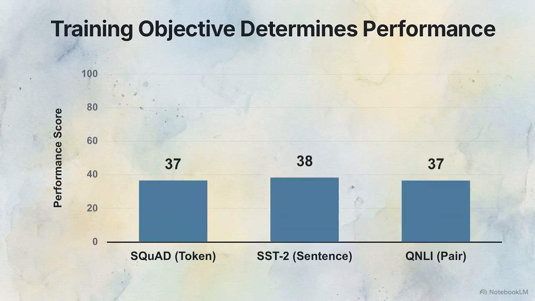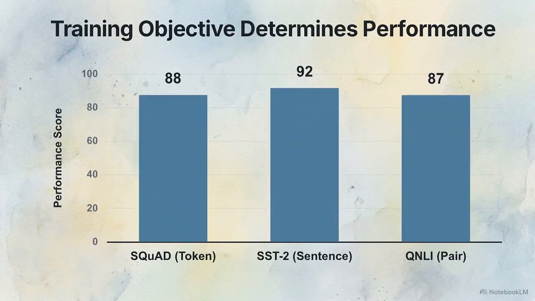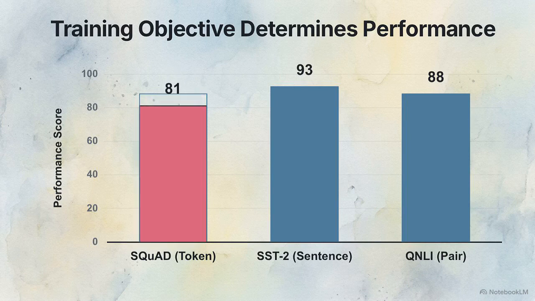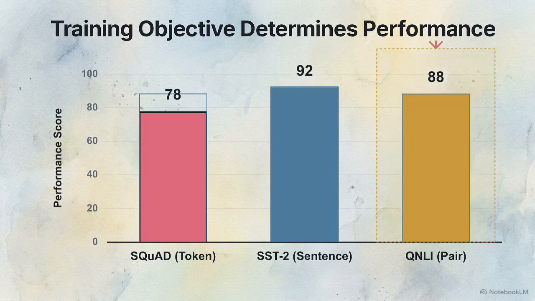Researchers conducted a controlled ablation study, holding model size and training data perfectly constant. The only variable altered was the training objective. When forced to predict left to right, token-level performance collapsed. The SQuAD question answering score plummeted from 88.5 to 77.8. Meanwhile, tasks that analyze a single sentence as a whole, like SST-2 sentiment analysis, barely moved.